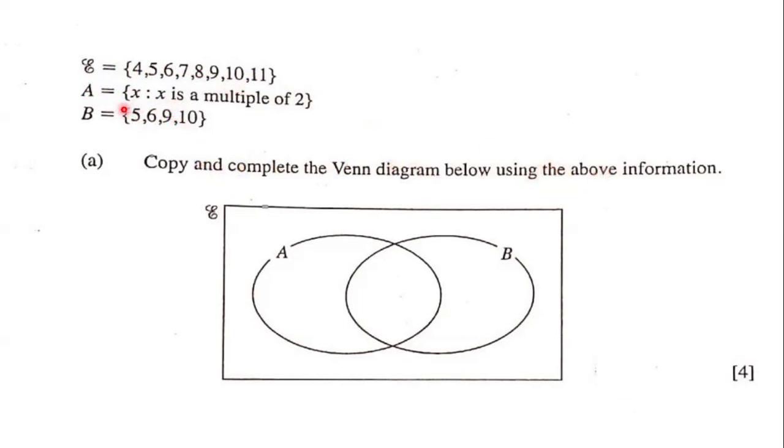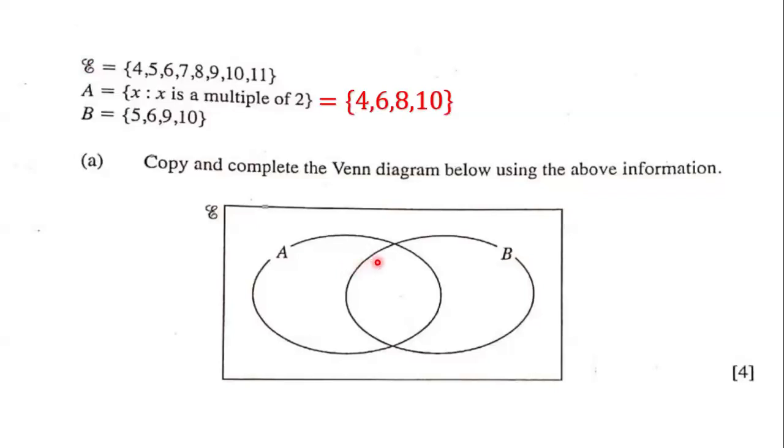Now, what is set A? Well, set A contains the following elements: 4, 6, 8, and 10. And that's because set A contains multiples of 2 that are part of the universal set. So 4, 6, 8, and 10 are multiples of 2 that are part of the universal set. And so we have to use this information to complete the Venn diagram that we have below.